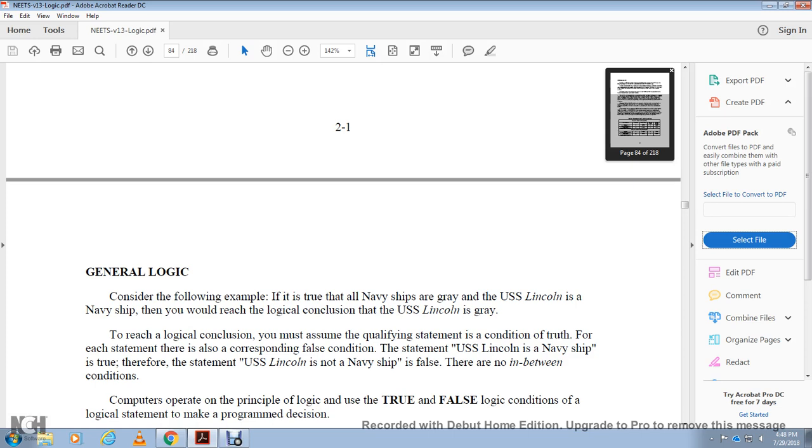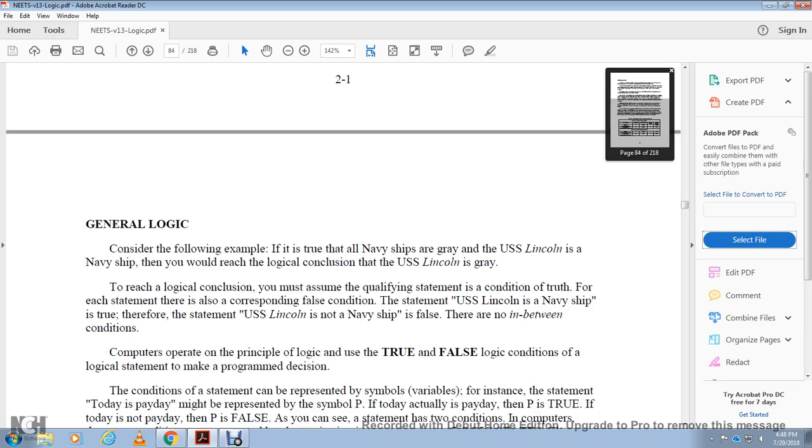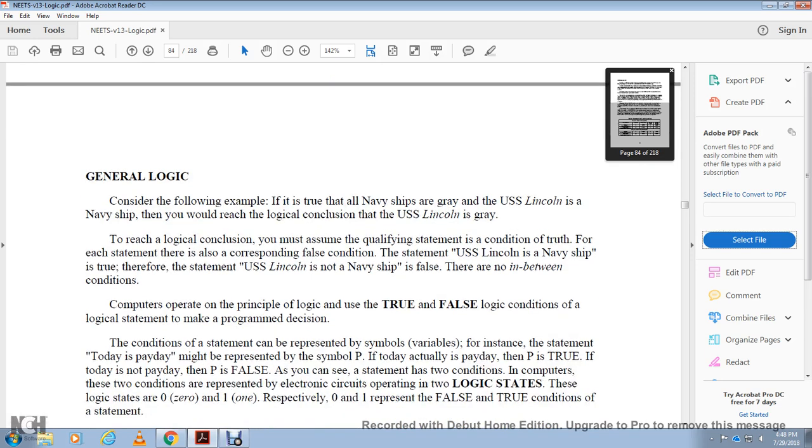The statement that the USS Lincoln is a Navy ship is true. Therefore, the statement that the USS Lincoln is not a Navy ship is false, with no in-between conditions. The computer operates on the principle of true and false logic conditions of a logic statement to make program decisions. The condition of a statement can be represented by a symbol or variable. For example, the statement that today is payday may be represented by the symbol P. If today actually is payday, then P is true. If today is not payday, then P is false.